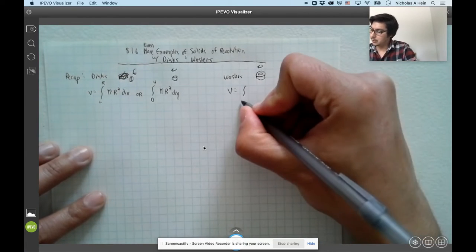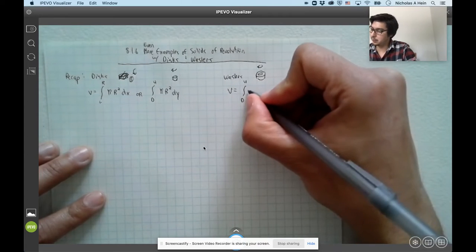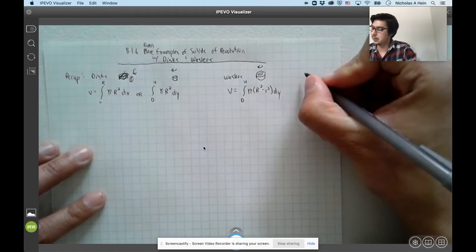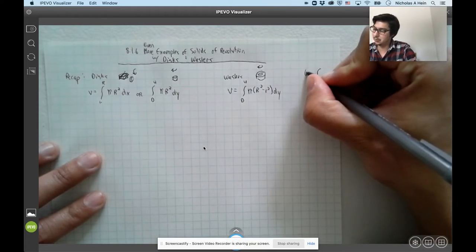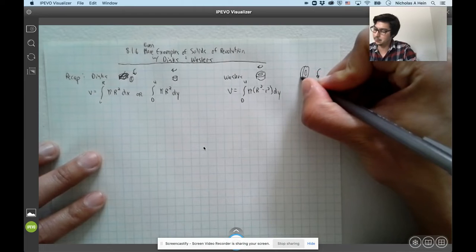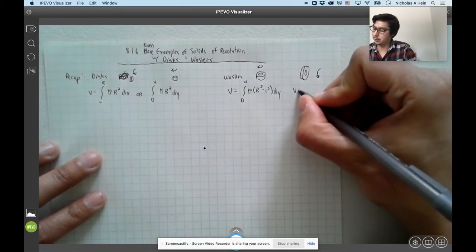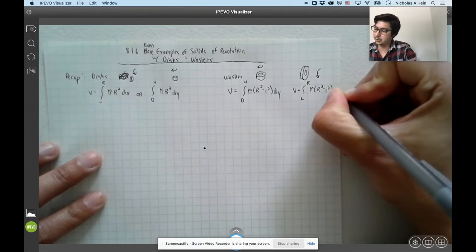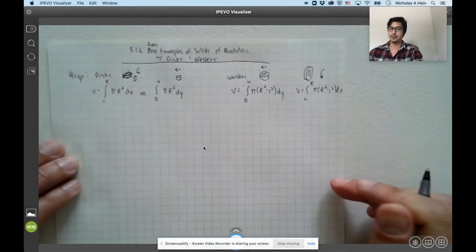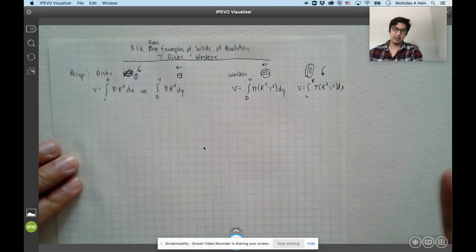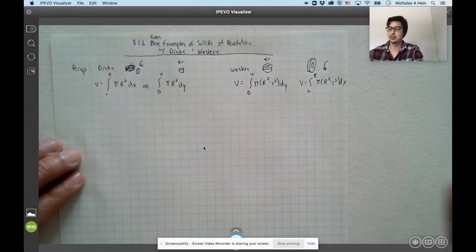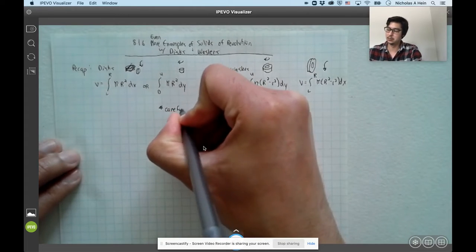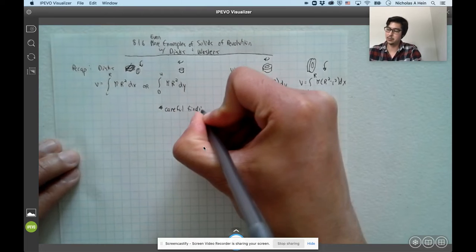And you'll get their volume from down to up of pi outer radius squared minus your inner radius squared dy. Or if you rotate about the x-axis, you'll get washers that look like this. And your volume will then be left to right of pi outer radius squared minus your inner radius squared with respect to x. Okay, and that's it. And then we've seen videos where we just have to account for the radius. Just be careful. Note, careful finding your radii.